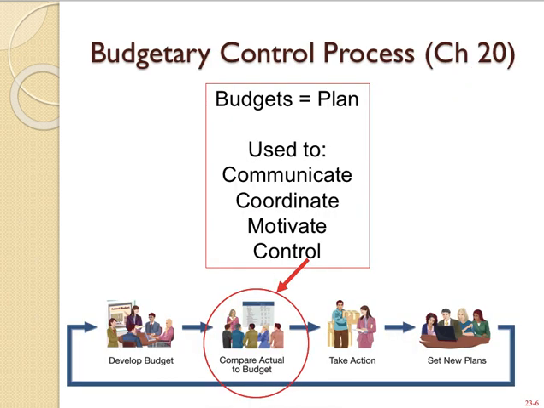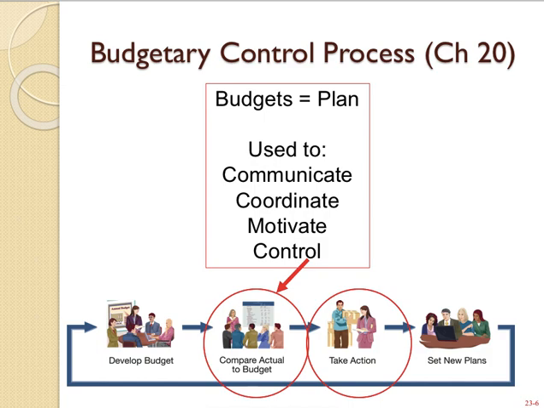So, as I mentioned, the budgetary control process is we're going to compare our actual to budget to see how we did, how we met our goals. And obviously, we didn't meet our goals. Our income was less than we thought. Okay, but the next step is to take action. What are we going to do about it?